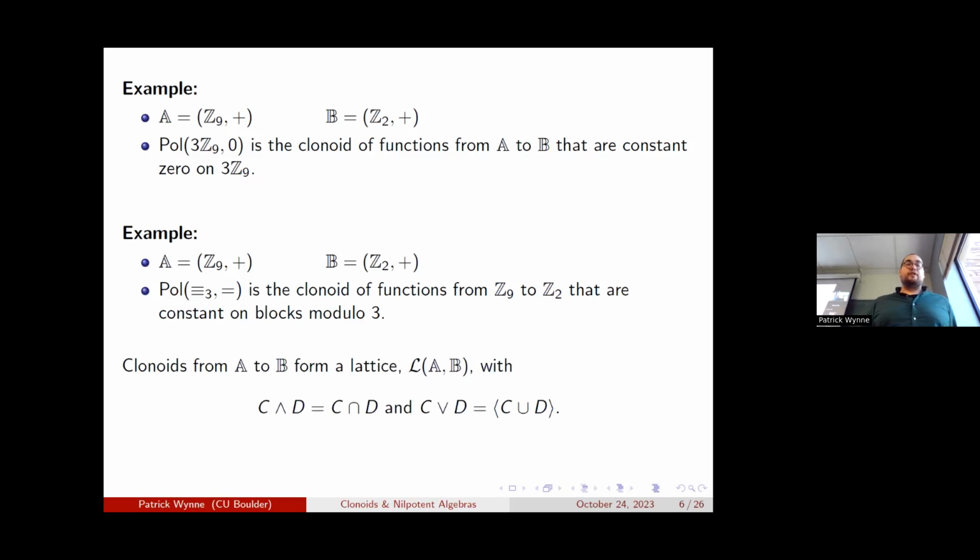Okay, and I already mentioned the intersection of clonoids, but now maybe I'll make it explicit that the clonoids from an algebra A into an algebra B form a lattice, and the meet is given by intersection, and the join is given by the clonoid generated by the union, so the smallest clonoid containing both C and D. And maybe I'll just mention that if the algebra B has a constant operation, then since every clonoid has to preserve in particular this constant operation, we get a smallest element of this lattice, which is just the functions that map to that constant. For example, for B equal to Z2 here, just like this example, the smallest clonoid is just all of the constant 0 functions of arbitrary arity.